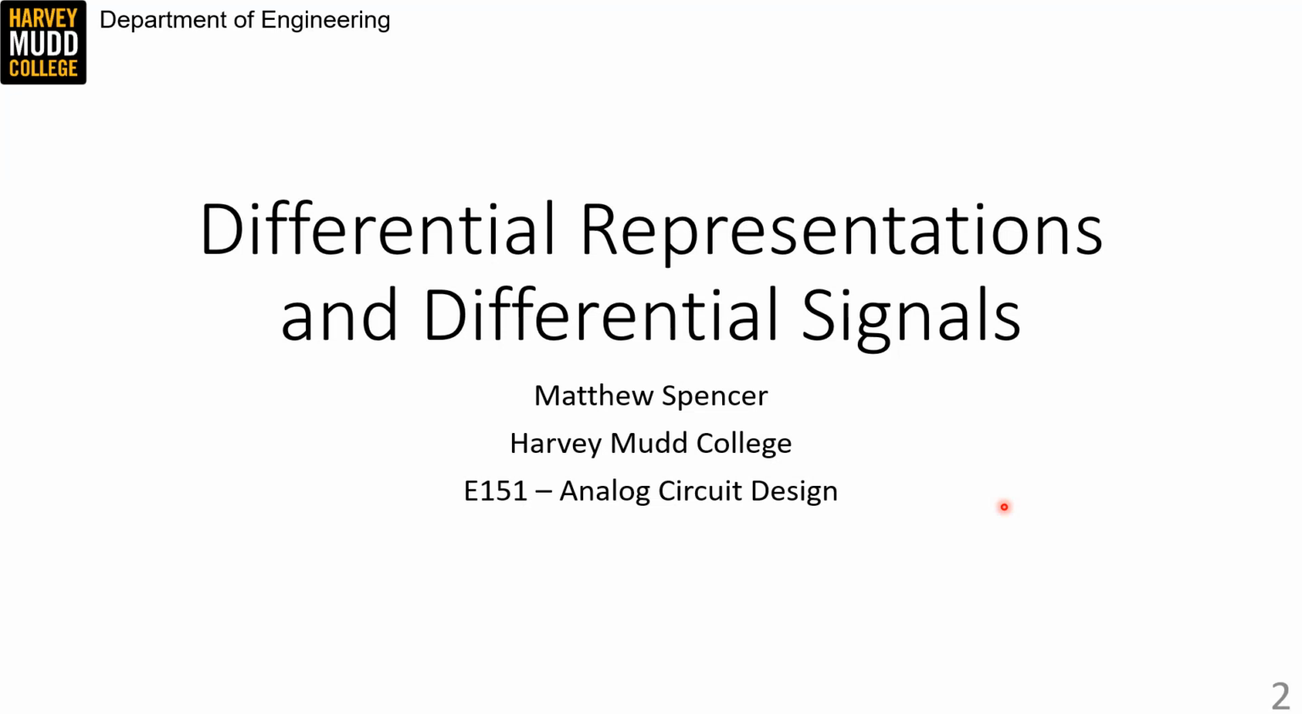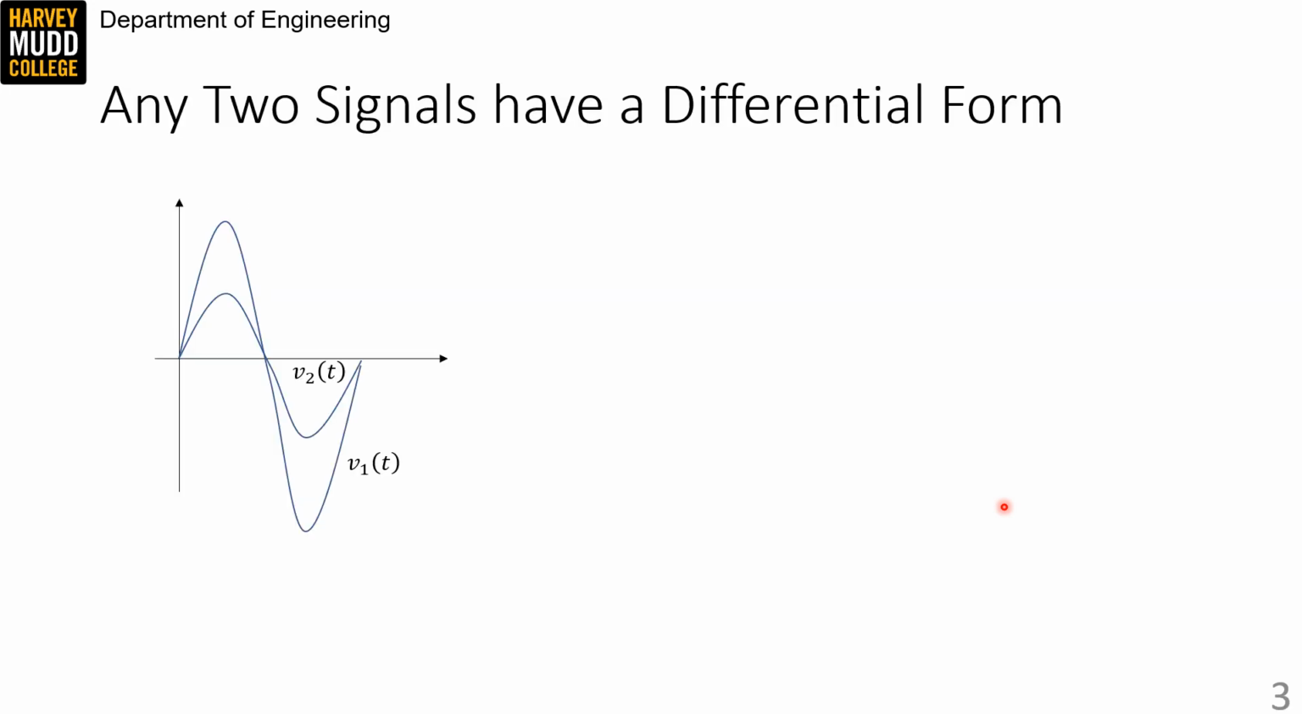In this video, we're going to talk about differential representations of signals, which is a way to break signals up so that we can think about their difference separately from their average value. I've put a pair of signals on this slide and labeled them v1 of t and v2 of t. This drawing is called the single-ended representation of signals. There are two signals, and we have a function representing each of them.